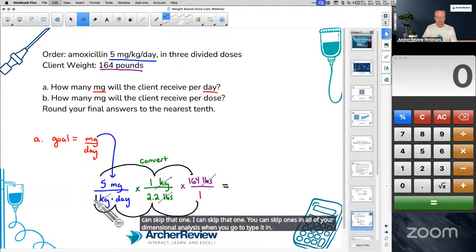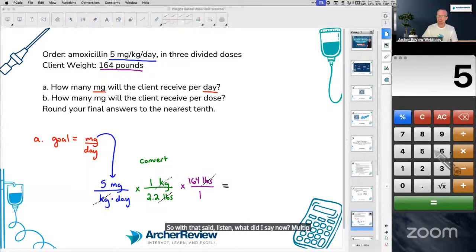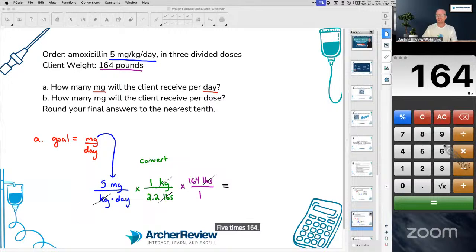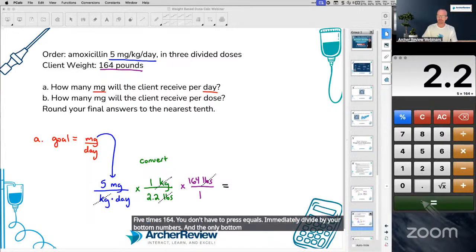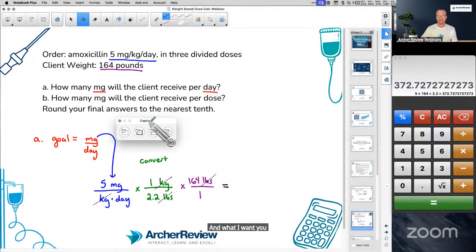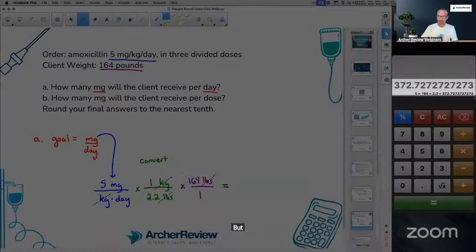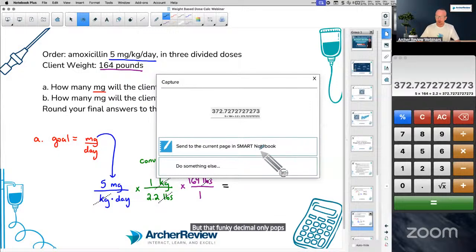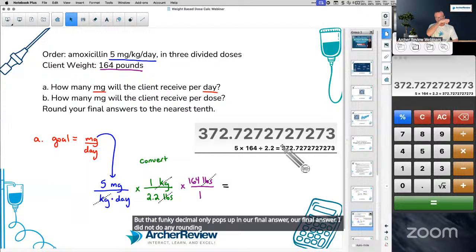So with that said, listen, what did I say now? Multiply your top numbers. 5 times 164. You don't have to press equals. Immediately divide by your bottom numbers. And the only bottom number we have right now is 2.2. And what I want you to notice here is that, yes, we do get a funky decimal, but that funky decimal only pops up in our final answer. I did not do any rounding until the very end.